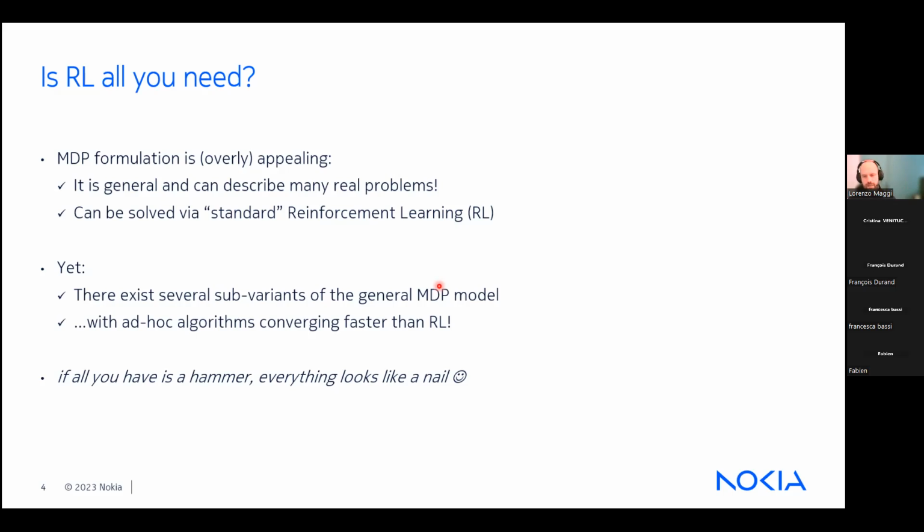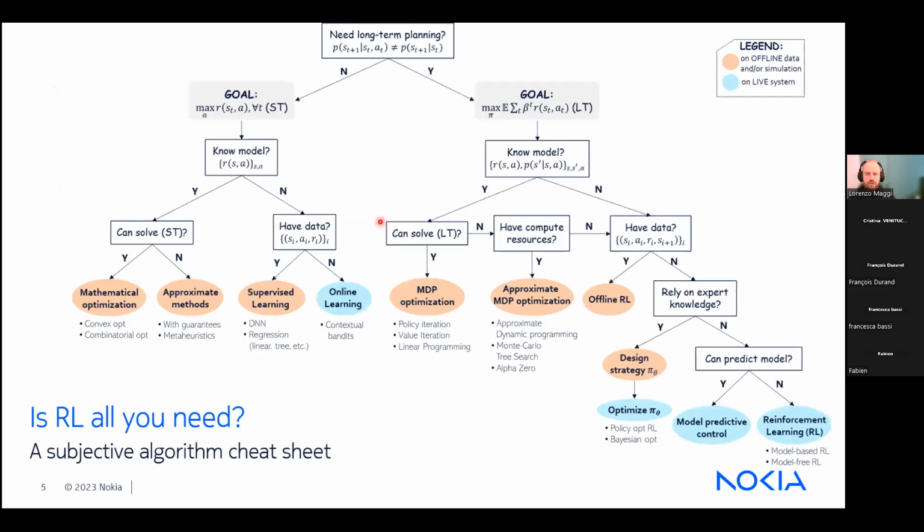But what I would like to convey is that there are several subvariants of this model, and each subvariant of this model will lend to different algorithms which are ad hoc, which are not as general as reinforcement learning, but probably are better options because usually converge faster than reinforcement learning. So this is basically my personal view of how at least I tackle sequential decision problems. This is subjective, but hopefully relatable.